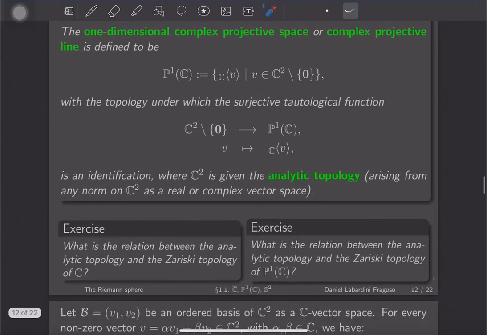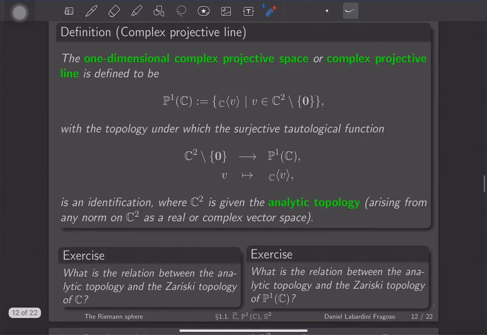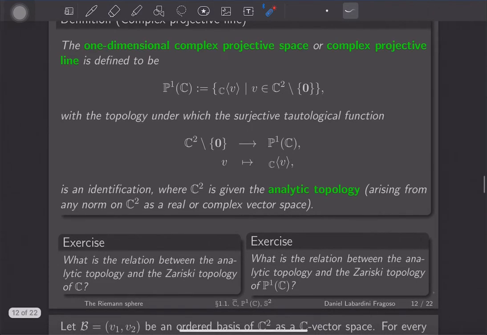Okay, and then some exercises for those of you who have seen the Zariski topology. The Zariski topology on C is quite easy: it's just the complements of the finite subsets. The exercise is to find the relation between the analytic topology, the one coming from calculus, and this topology whose open sets are precisely the complements of the finite subsets. And the corresponding exercise, but not for C, for the complex projective line.